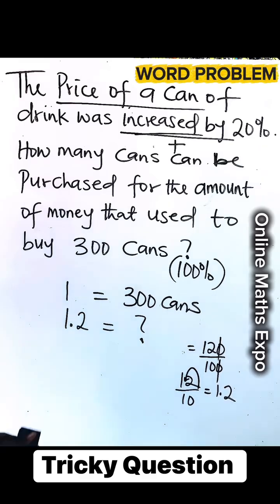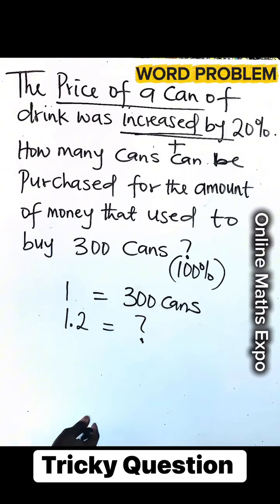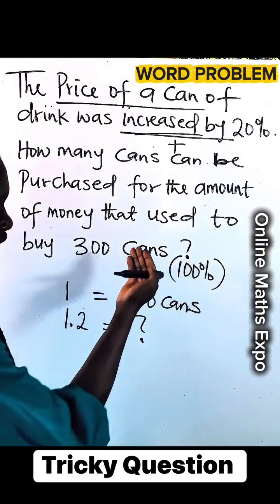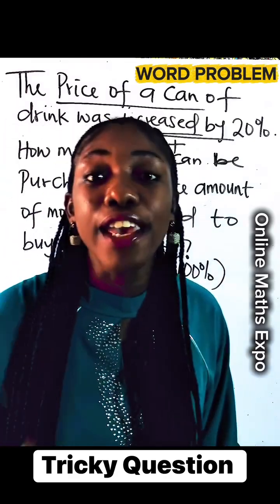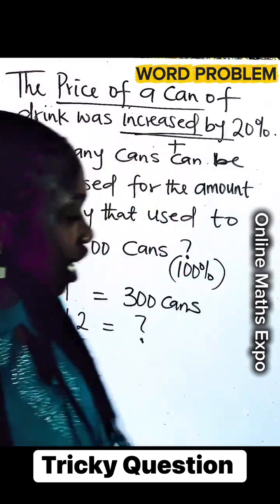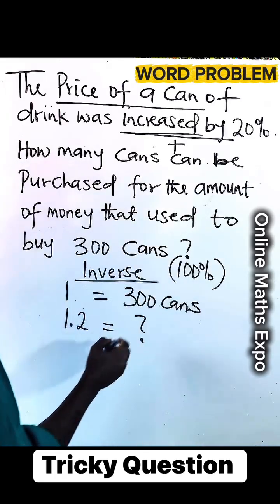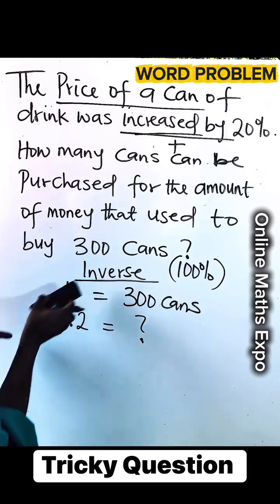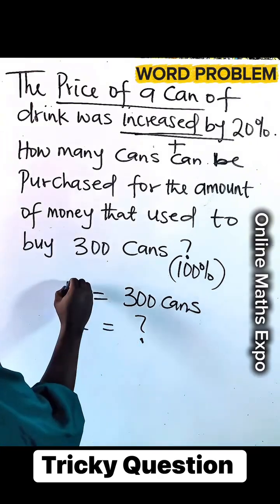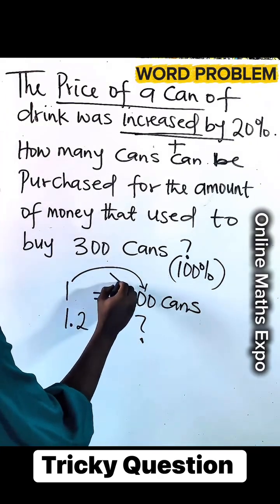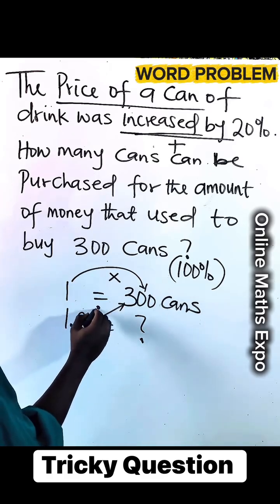So what do you think you should do? This is just your proportion. Because we are expecting fewer cans, because there is an increase, it is what we now call inverse proportion. So in that case, to work this out using your inverse proportion, you multiply these two. So let's take this off. Each time you're working with inverse, multiply the two first statements. So we are going to multiply these two and then divide by this.